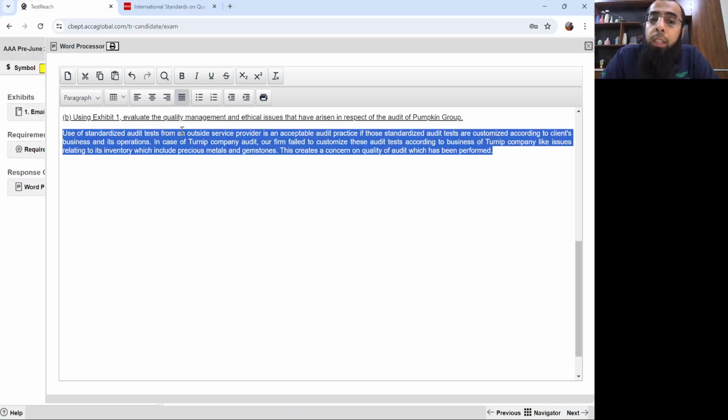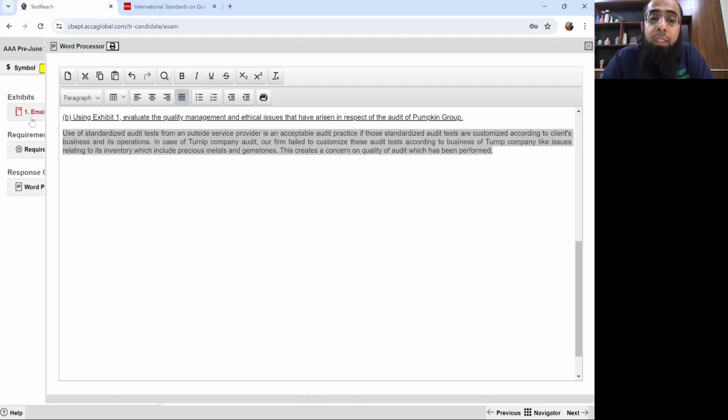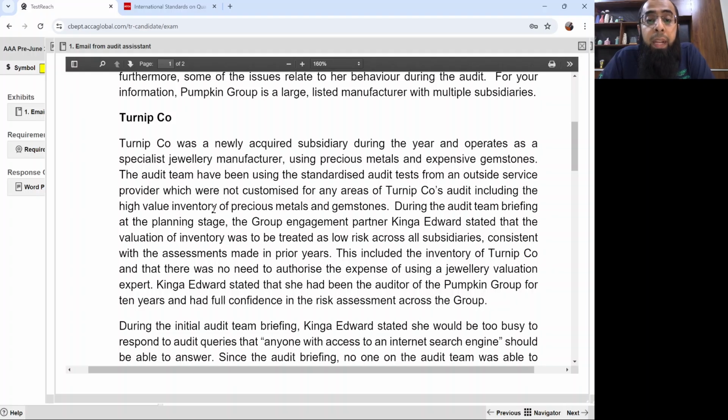That use of standardized audit tests from an outside service provider is an acceptable practice, like it is done normally. But those should be adapted and customized to the client's business and its operations. Otherwise, the audit activity which you are doing will become unrelated. Okay, so they have failed to customize it to these precious metals and gemstones, which was a wrong thing.